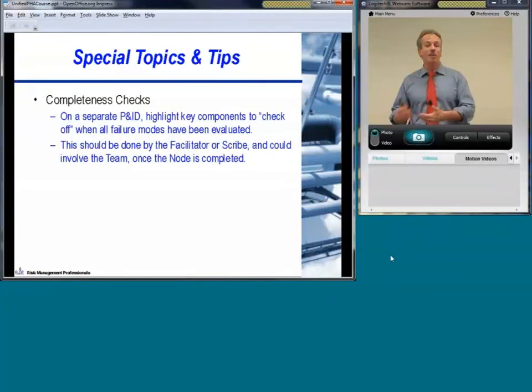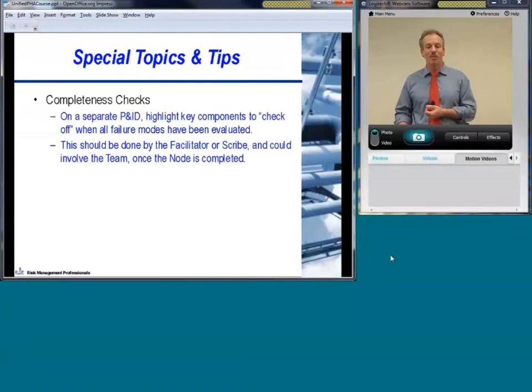HAZOP study. On a separate P&ID, I'll usually leave it blank, and after we do all the deviations associated with a piece of equipment, I'll usually check it off, and at the end of it, I'll usually involve the team, I'll review the entire node with the team, re-highlight the node just to make sure that there's a complete job done and that we've picked up all readily identifiable failure modes associated with equipment. Again, that's a key thing in terms of verifying that you've done a quality job for a HAZOP study.